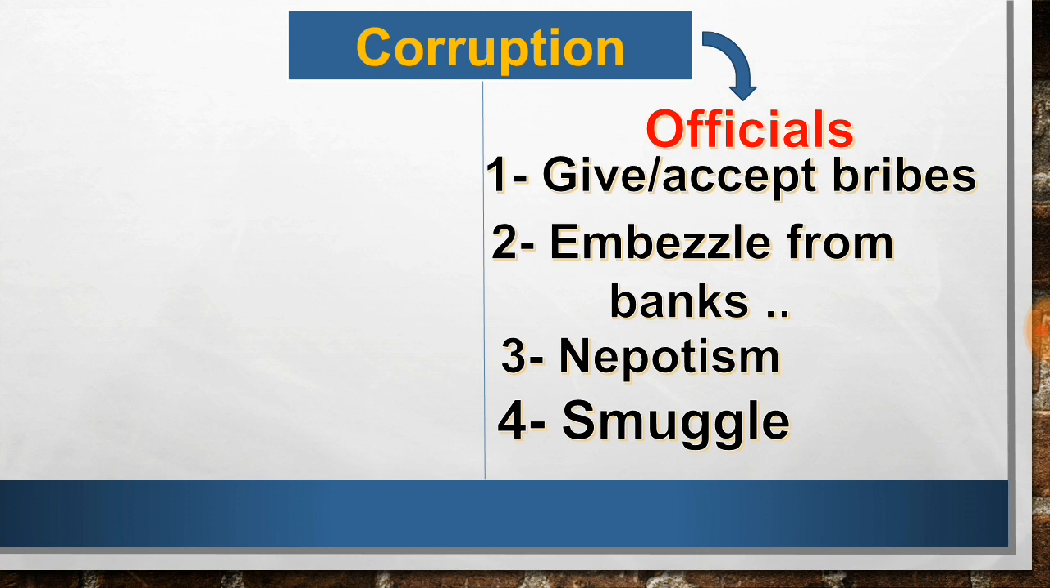And lastly, we can consider officials as being corrupt when they smuggle. When they smuggle, it means when they steal things from companies or when they move things illegally from one place to another, from one country to another. So smuggling is another example of corruption.